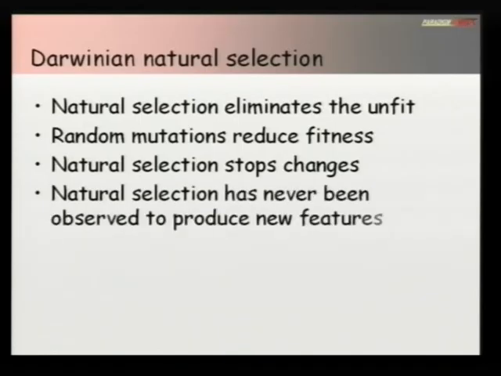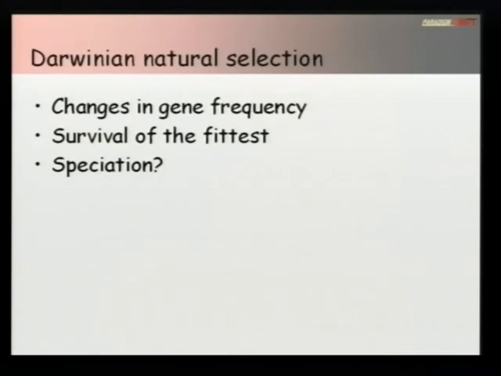And the one thing about natural selection that's never actually been demonstrated, and this still stands, is that natural selection has never been observed to produce new features. And we're going to come back to this later at the end. But what we can say positively about natural selection is that natural selection can cause changes in gene frequency, and the peppered moth is probably quite a good example of that. Natural selection does cause survival of the fittest. That's a well-established concept that can be demonstrated with the evidence. And it probably causes speciation. One species can be split off into two different species and diverge slightly in appearance.